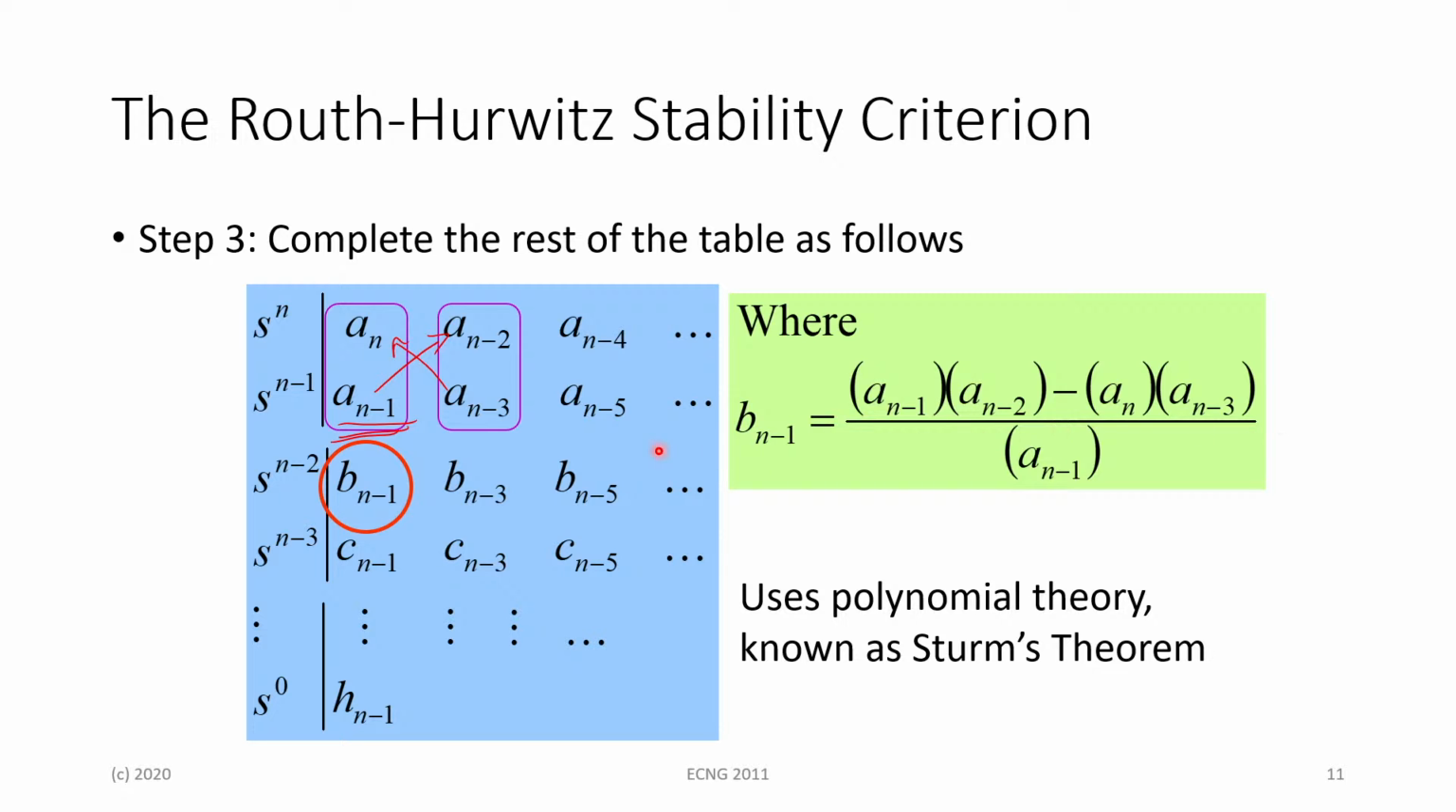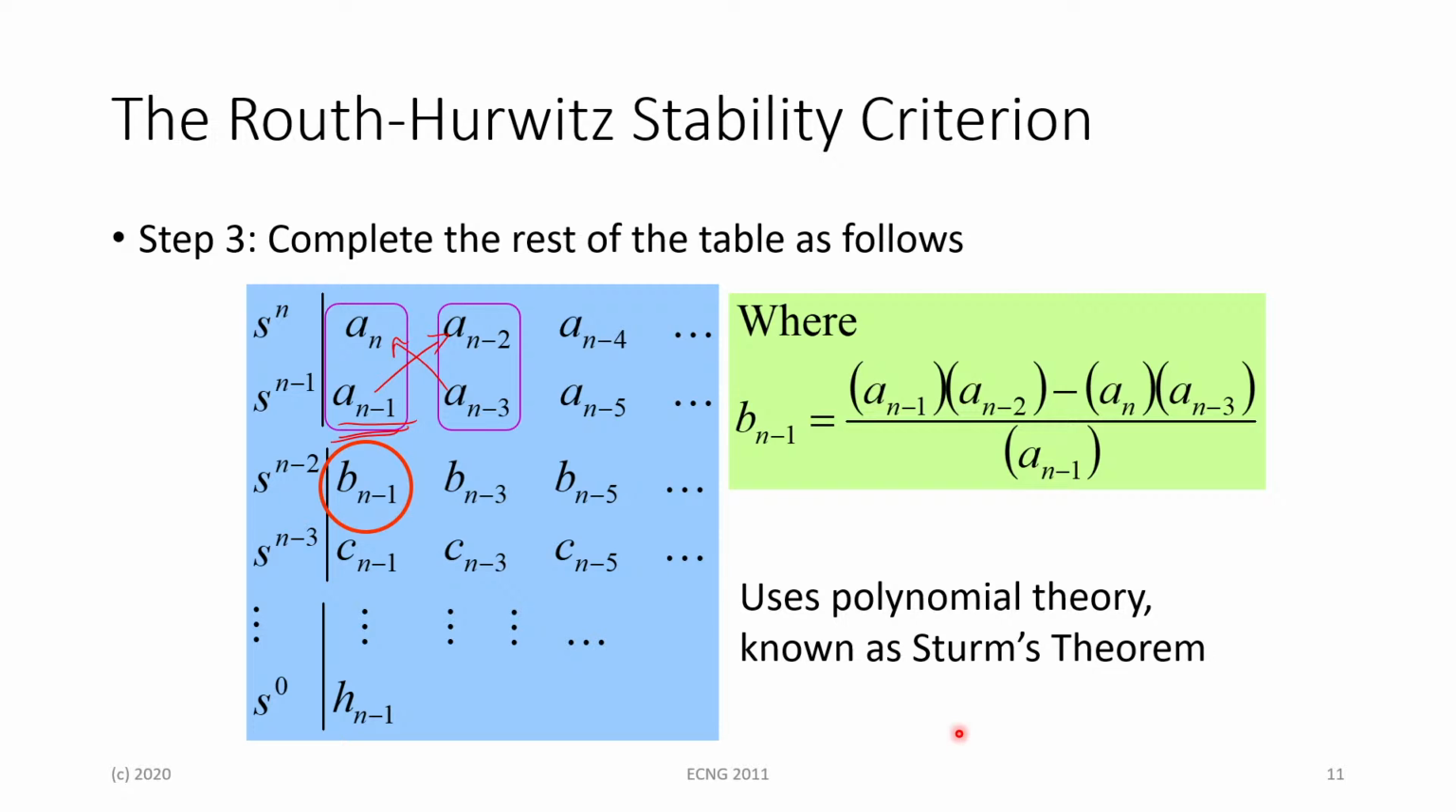The last part of the equation means that you're going to be dividing by the start point of your cross multiplication, which is going to be a n minus 1 here. And this polynomial theory is also referred to as Sturm's theorem. So in doing this cross multiplication and this division here, we obtain the next value for our next row of the Routh-Hurwitz table. And we keep on doing this to fill in these rows until we get to the s to the 0 row.